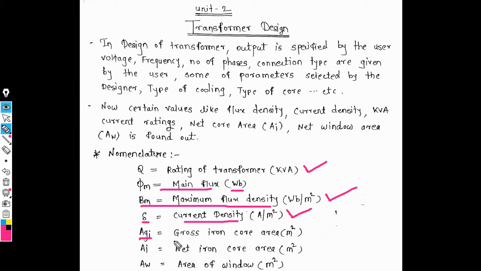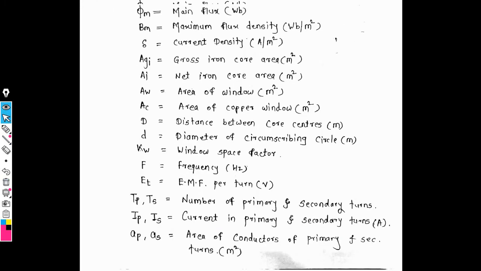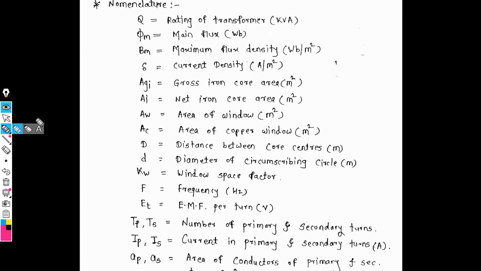Then AGI, that is the gross iron core area, measured in meter square. Then AI, that is called the net iron core area of the transformer, measured in meter square. Then AW is the area of window, measured in meter square. Also, we need AC, that is the area of copper window, measured in meter square.